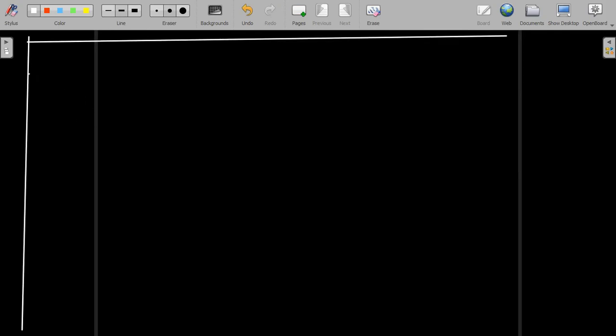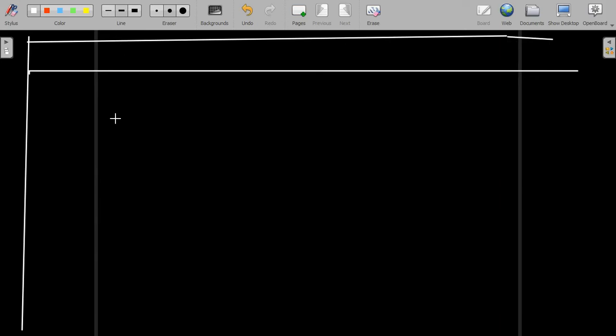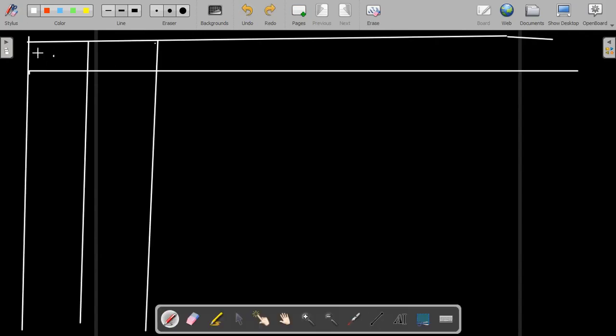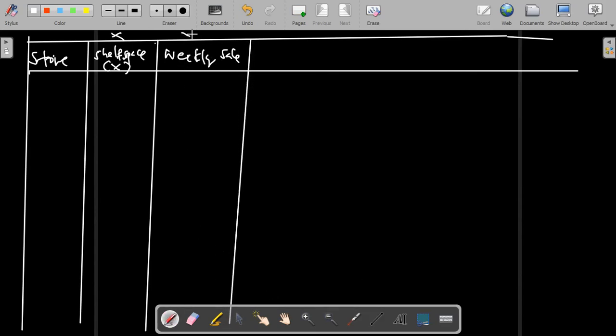Now we sketch out our table. So we'll present x and y, whereby x represents the shelf space and y represents the weekly sales. So we sketch out a table and try to find some data that will be appropriate to plug into our formula. So there we have the store, we have the shelf space, which is presented by x, and we have the weekly sales, which is presented by y. So let's plug in.